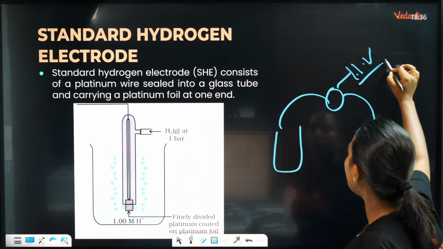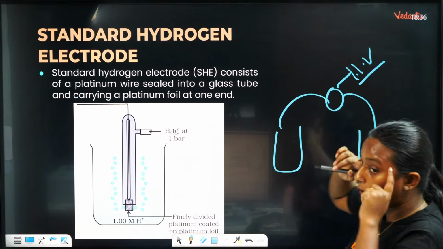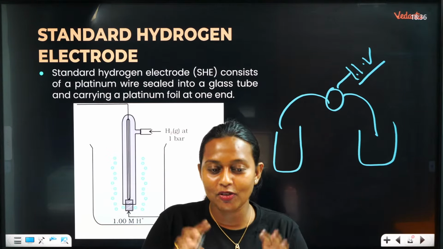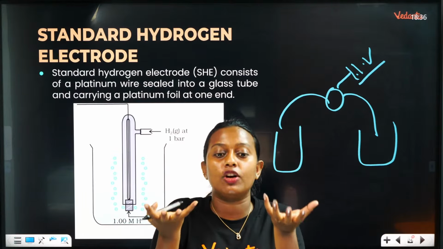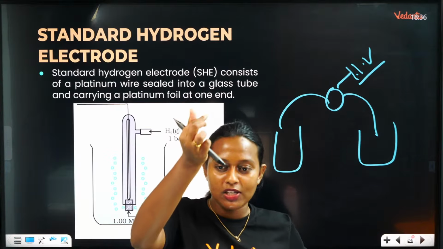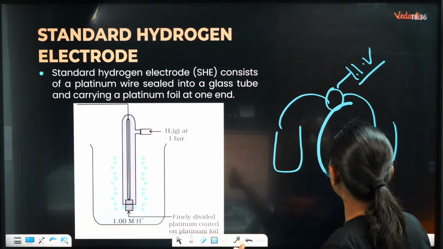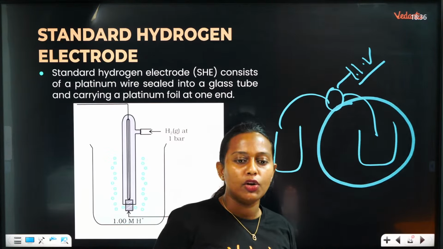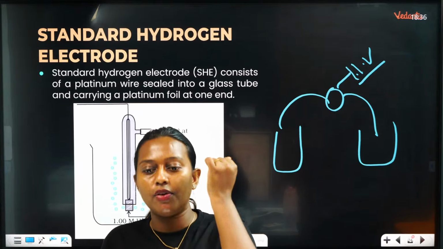So 1.1 volt, look properly. 1.1 volt is the potential difference of the two half cells. So my question is, how to calculate the potential of one half cell? How to calculate the electrode potential of one half cell? Do you have any idea? How to calculate the electrode potential of one half cell?